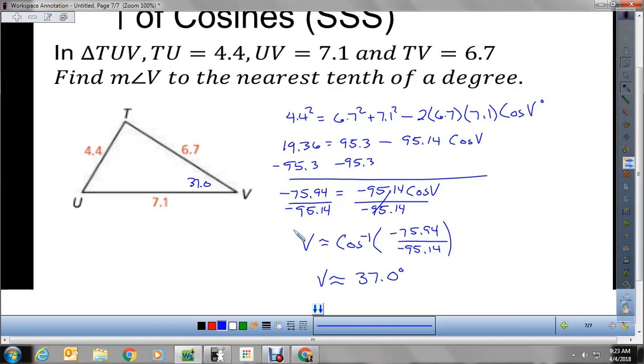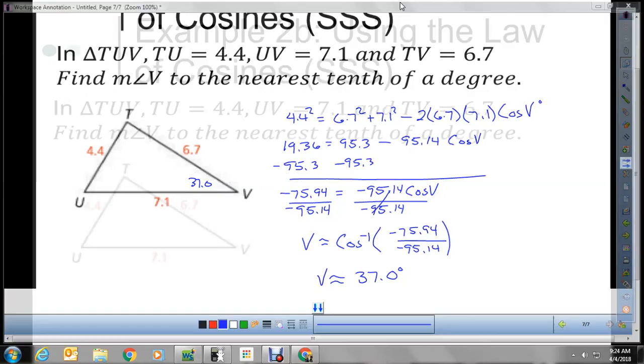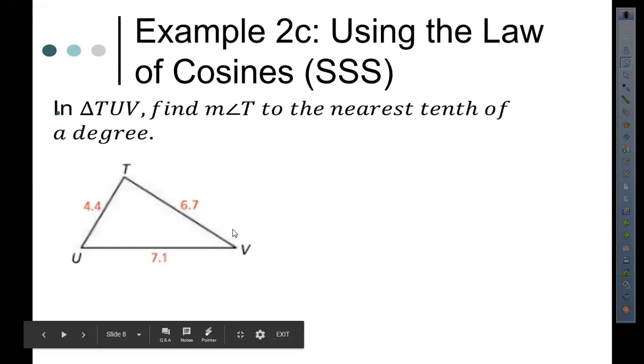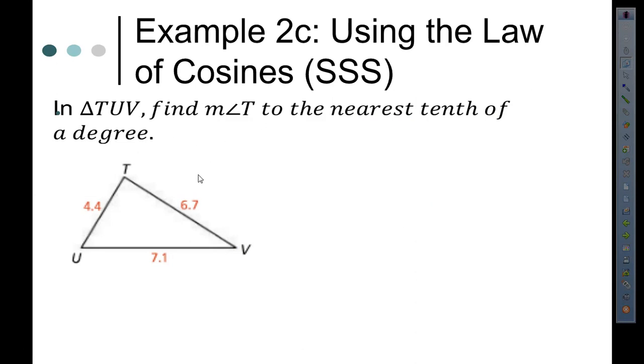So now, because we're looking for angle T, you've got to determine which side goes across from angle T, and that's the one that goes outside. And that's going to be the 7.1. So set up the next part, which is right here where it says find the measure of angle T. Solve for angle T, round to the nearest tenth of a degree. Pause the video and then come back and see how you did.